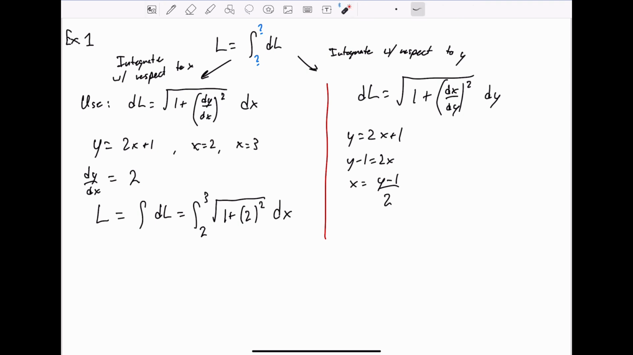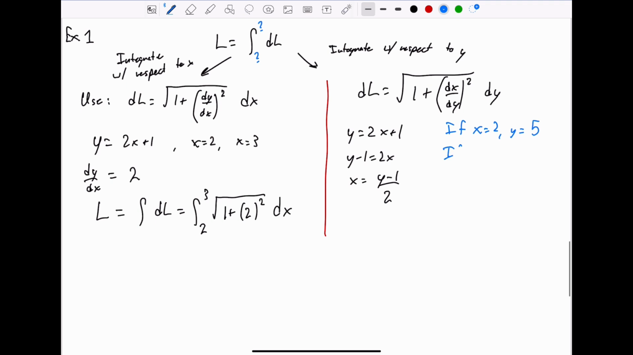Also, we need y values for the limits of integration. We can get the y values that correspond to these x values by plugging the x values into the original function. So if x equals 2, then y will be 2 times 2 plus 1. So y equals 2 times 2 is 4, plus 1 is 5. Also, if x equals 3, then y equals 2 times 3 plus 1. 2 times 3 is 6, plus 1, we get 7 for y. So these will be the appropriate limits of integration for the y integral.